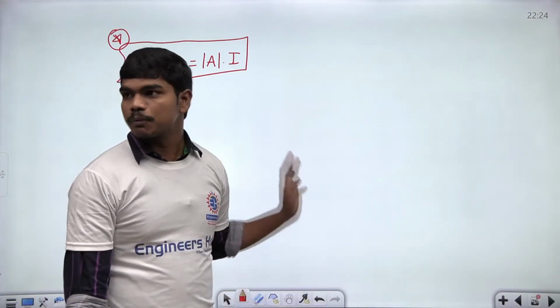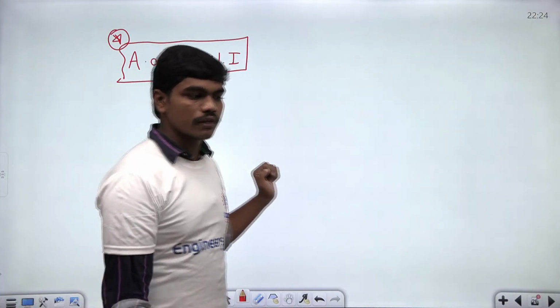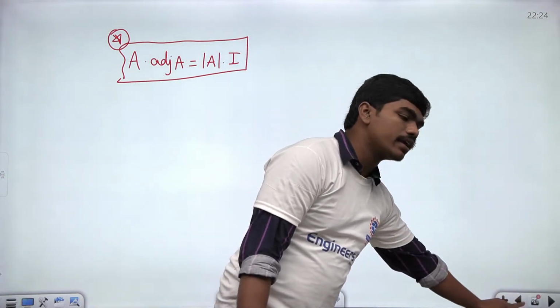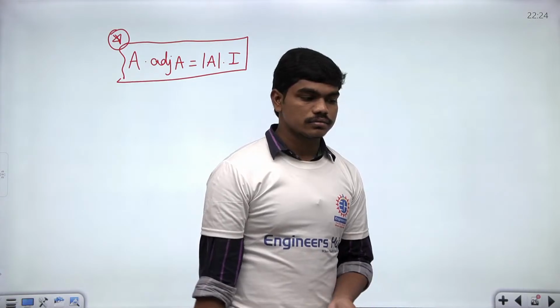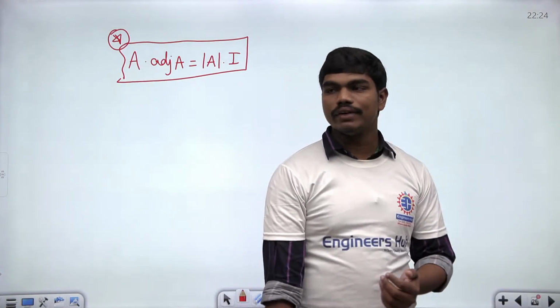Are you all clear till this point in today's class? A times adjoint A is equal to det A into I. Okay, fine. If that's clear, then we'll stop this lecture today.